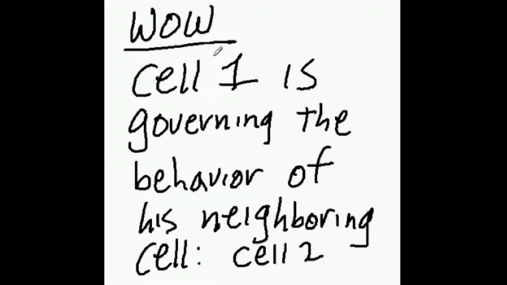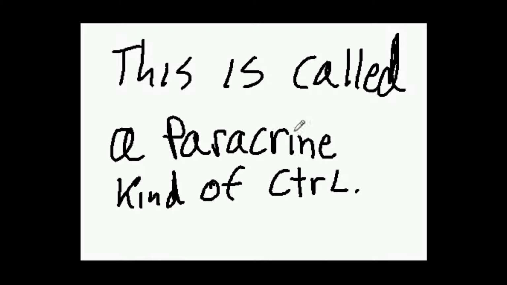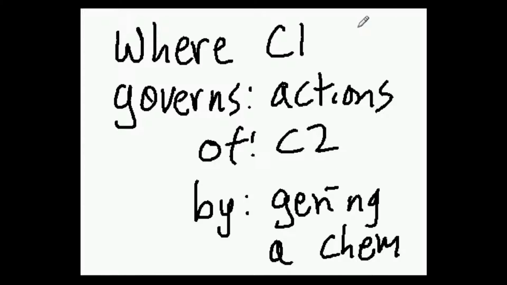That's a big wow from me, because cell 1 is now governing the behavior of its neighboring cell, cell 2. This is called a paracrine kind of control. A paracrine control? What's that? That's where C1, cell 1, governs the actions of cell 2 by generating a chemical.